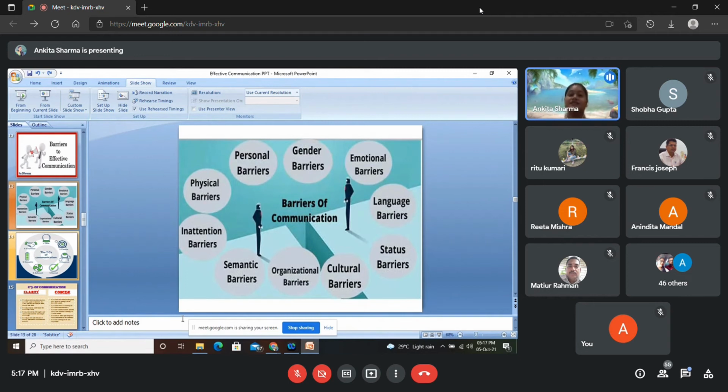So the first is the gender barrier. The gender barrier is, I think, the most common one. Why do couples fight? I think there is no couple who wouldn't fight, and it is because of the gender barrier. Obviously, because men are rational and women are emotional. So women are more sensitive, I would say.